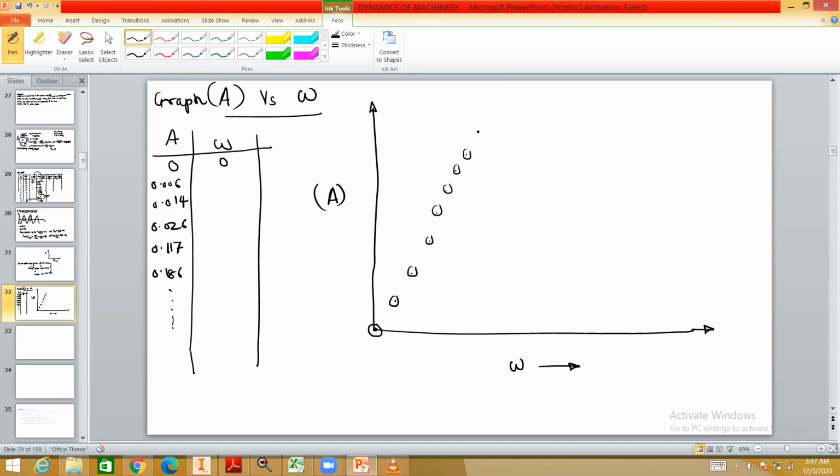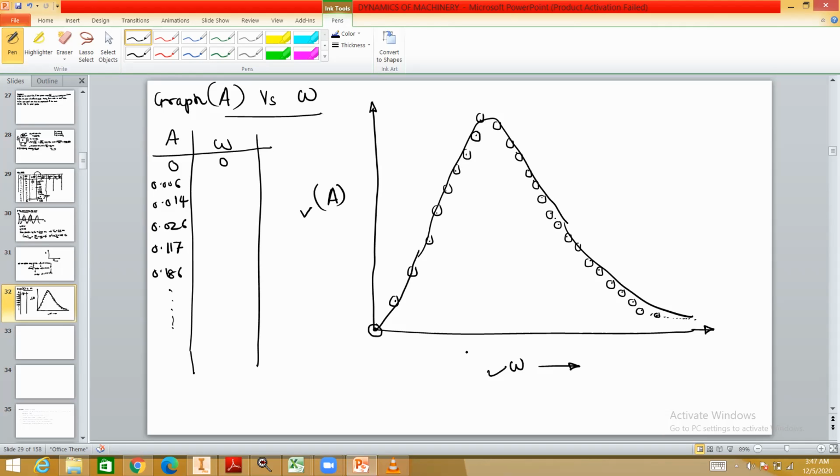Do not draw this graph in the write-up. I'm just explaining. Then at the peak value, after that it will decrease, and again it will approach the 0 value. So you will get the nature like this. Okay, so this is for amplitude versus the frequency.